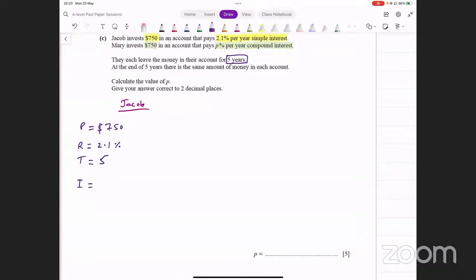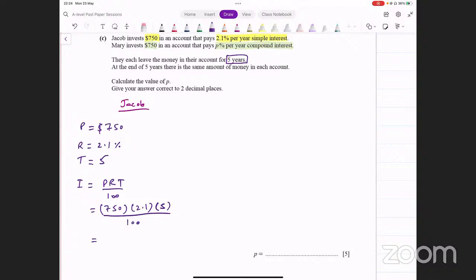What is the formula for simple interest? It's PRT over 100. It's just input values. Principal is 750 multiplied by the rate, that is 2.1 over 100. The division by 100 happens because of the percentage; you can divide overall, that's also fine. And we've got time, that is 5. That's going to give us the interest amount. This will only give us the interest amount.